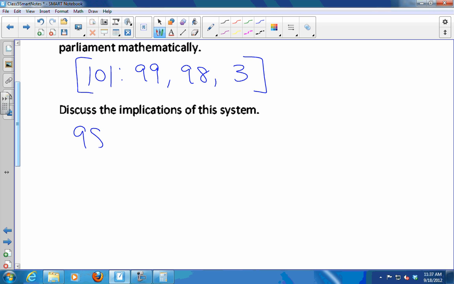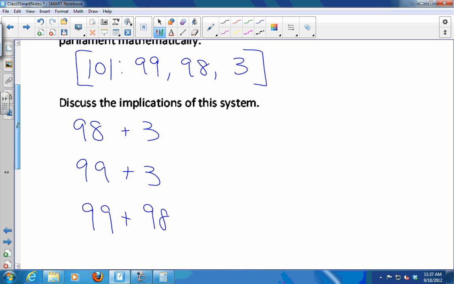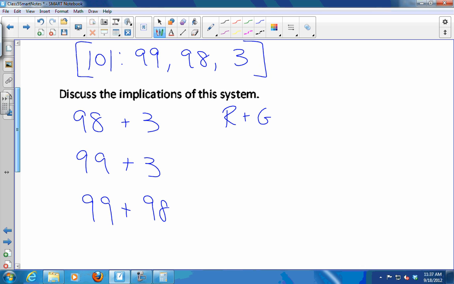98 and 3 could team up. 99 and 3 could team up. Or 99 and 98. So I could have, what was red and blue? Red was 99. Okay, so we have red and green, blue and green. Oops, no, switch that. Blue and green, red and green, or red and blue. So these are the three ways you can pass a motion. You just need any two of the parties to agree, and you get to pass the motion.